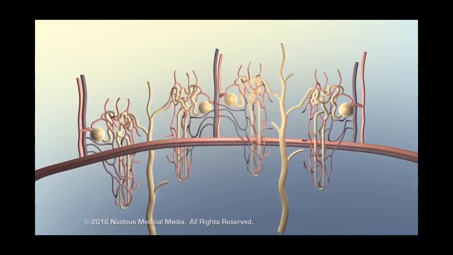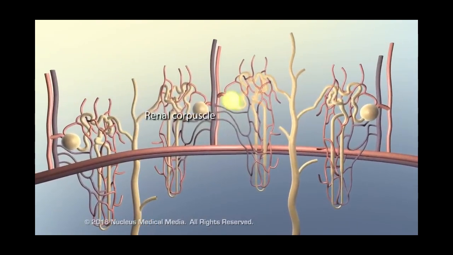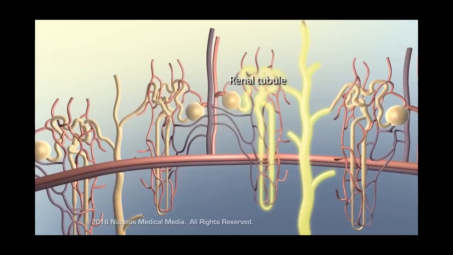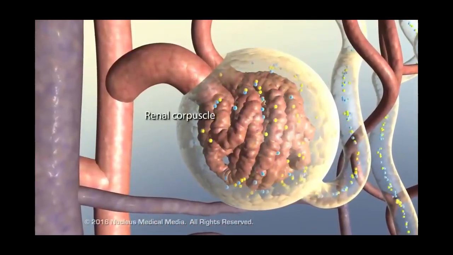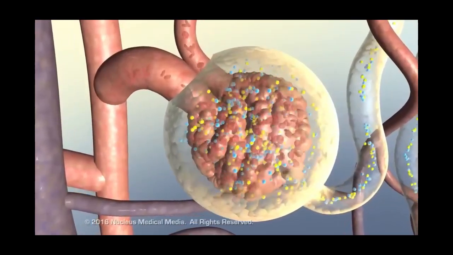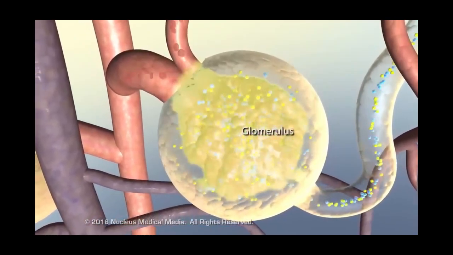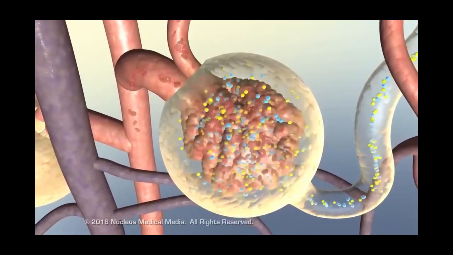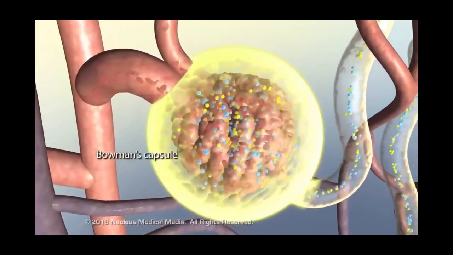The functional unit of the kidney is the nephron, composed of the renal corpuscle and the renal tubule. The renal corpuscle is where initial blood filtration occurs. It consists of a spherical network of capillaries called the glomerulus, enclosed by a cup-shaped structure called Bowman's capsule.